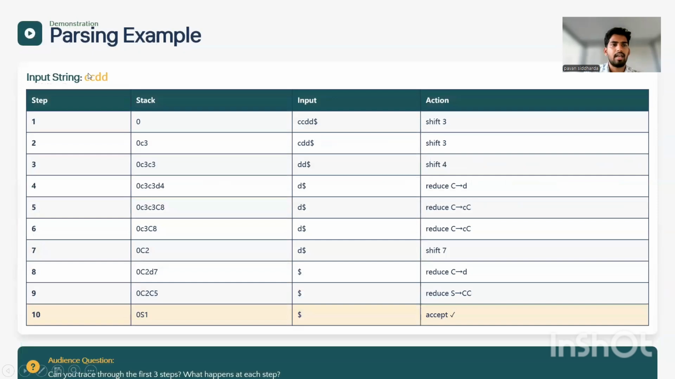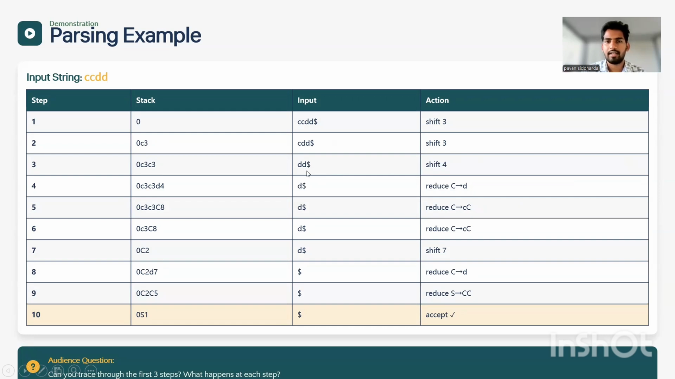Coming to the parsing example, here we can see the input string CCDD. In step one, the stack is 0, the input is CCDD dollar. We need C, so we perform the action shift 3. It will become 0C3, and the input will be reduced to CDD dollar, and we need C again. So we shift 3 again. The stack will be 0C3C3. The input will become DD dollar.